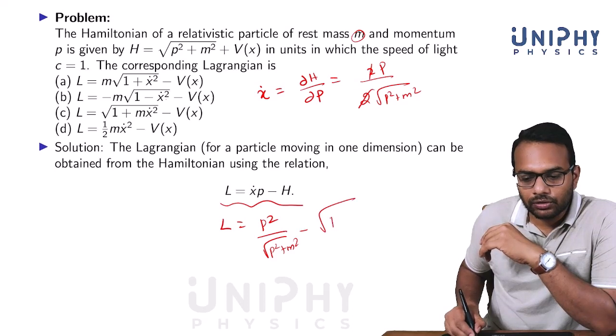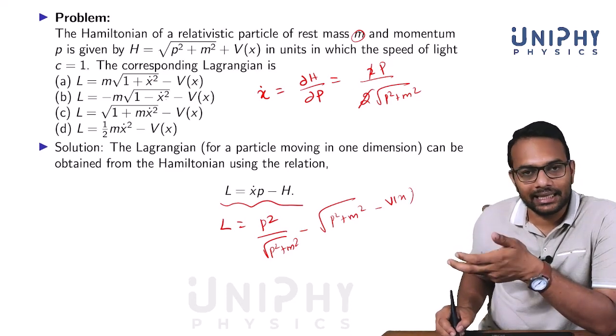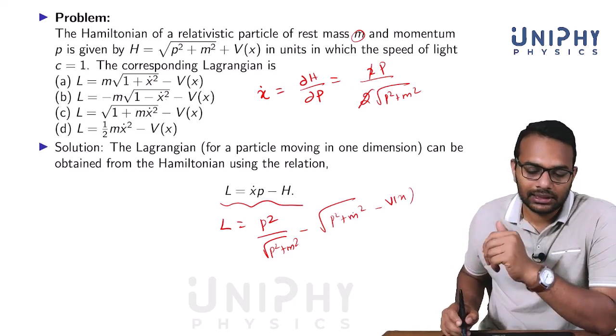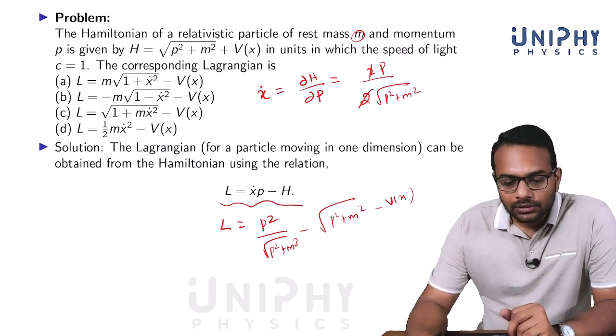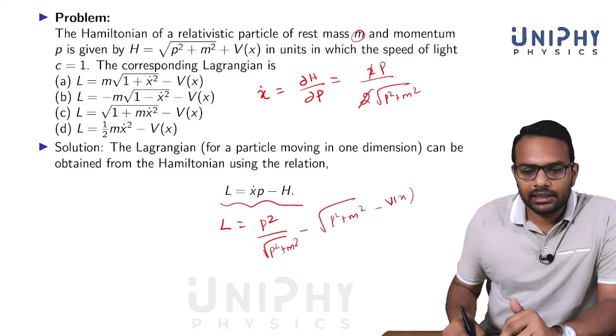The Hamiltonian is square root of p square plus m square minus V of x, all right? But now this is a function of p and x. What we need is a function of x dot and x, right? So let's see how we can do that. How do we make a simple substitution here? Let's look at that. From here we can solve for p in terms of x dot, right?